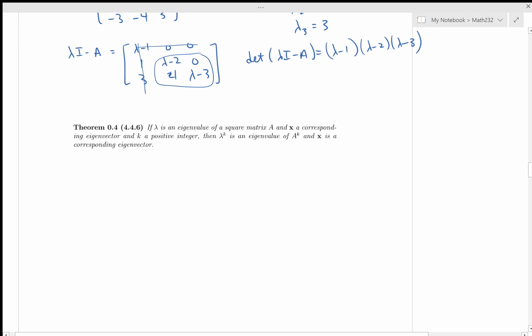Here's another theorem. If we have an eigenvalue lambda of a square matrix A and its corresponding eigenvector x, and we have a positive integer k, then lambda to the k is an eigenvalue of A to the k, and x is the corresponding eigenvector.